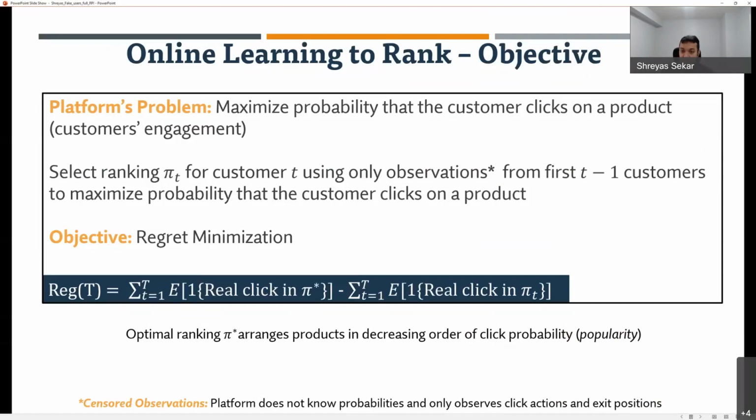Now, since this is a learning problem, I'm going to look at this from the framework of regret minimization. If this doesn't make sense to you, that's totally fine. All I have is an algorithm that selects a ranking pi t. I'm going to look at the number of clicks that my algorithm gets, and compare it to the optimal ranking that selects the same ranking pi star in every single round.